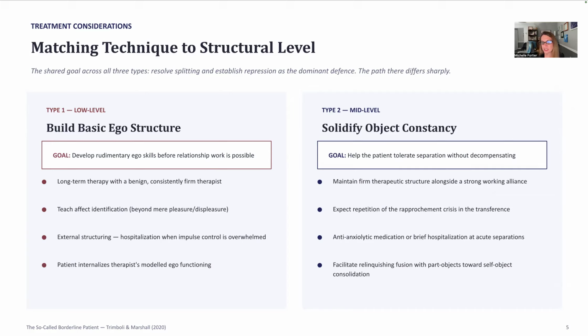objects towards self-object consolidation. And part object and self-object comes from a specific type of psychodynamic theory. I want to say it comes from Kernberg, where instead of just people, they call them objects. I'm really not sure why. I'm sure there's some deep reason for it, but we'll go a little bit more into that in the next article.